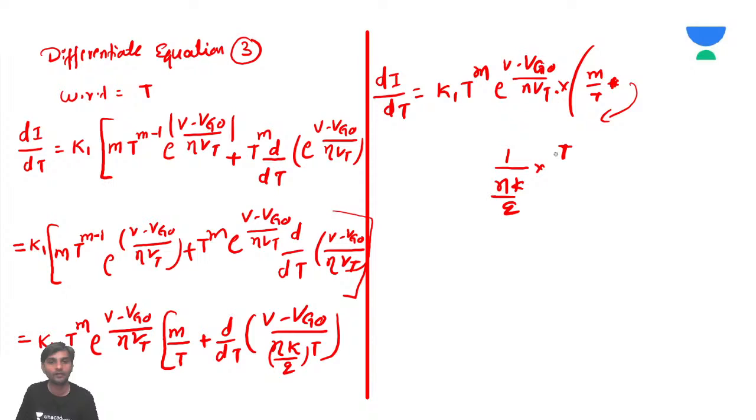u dash is going to be dv by dt minus this v minus vg into t. Simply we will get v minus vg naught into 1, which will get minus 1 by t square. D by dt of 1 by t, what will we get? 1 by t square. You get 1 by t square.